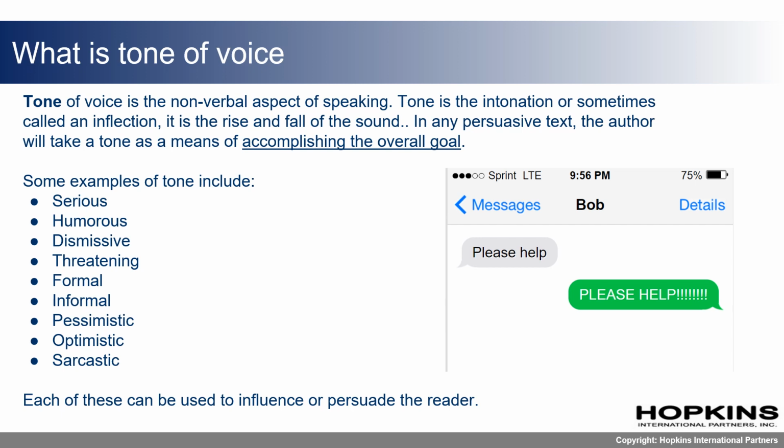In any persuasive text, the author will take a tone as a means of accomplishing the overall goal. Some examples of tone include: 1. Serious. 2. Humorous. 3. Dismissive. 4. Threatening. 5. Formal. 6. Informal. 7. Pessimistic. 8. Optimistic. 9. Sarcastic. Look at the text message. The first text of "please help" just sounds like a regular request with a neutral tone. The text with many exclamation points of "please help" has a very serious and urgent tone.